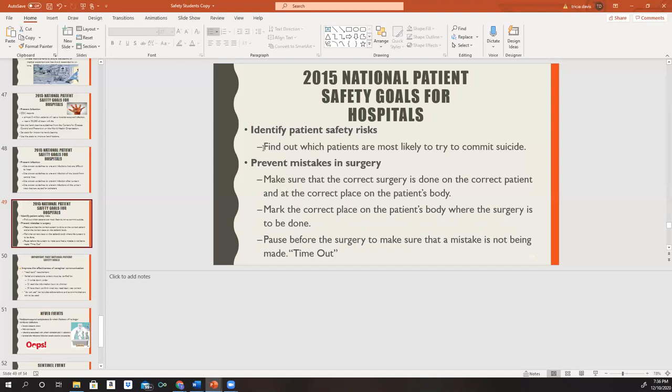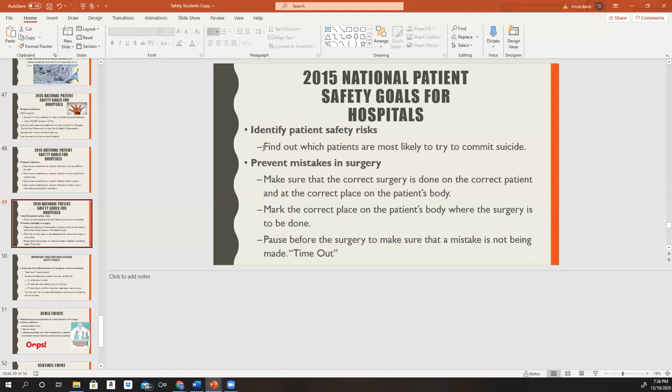Prevent mistakes in surgery. So make sure that the correct surgery is done on the correct patient and at the correct place on the patient's body. So do you remember what we did? We talked a couple lectures back about what you can do to make sure that when you're in the operating room, everything goes smoothly and that you've had all your checks and balances. We talked about doing that timeout.